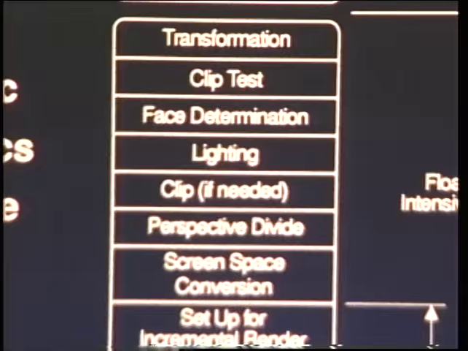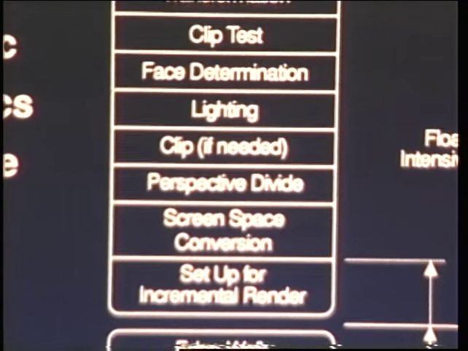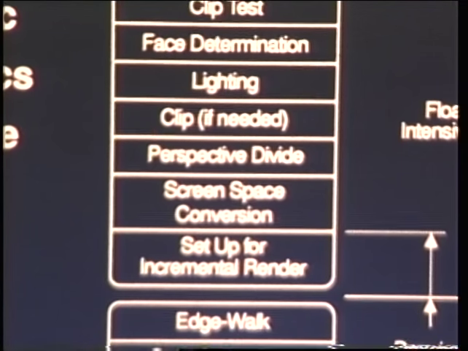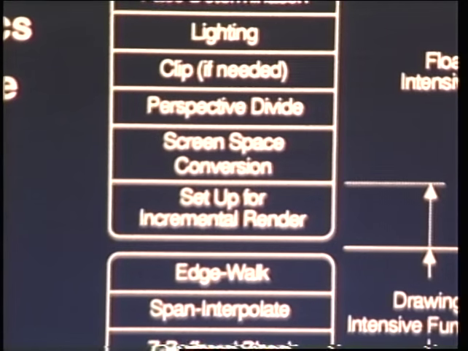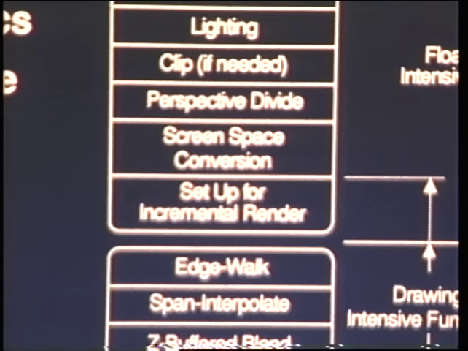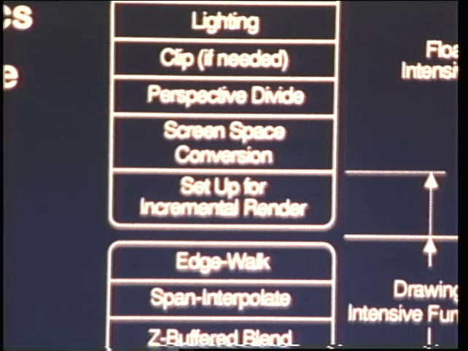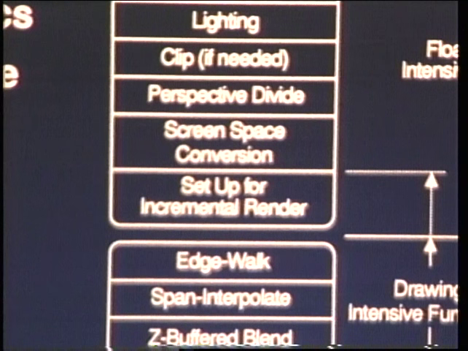We then do the perspective divide, which used to be where all the excitement was 20 years ago, and now it's just, you know, one bullet among dozens. We then do the final conversion to screen space coordinates and set up for incremental rendering. This is the top half of the pipeline, as I'll be referring to it in successive slides.